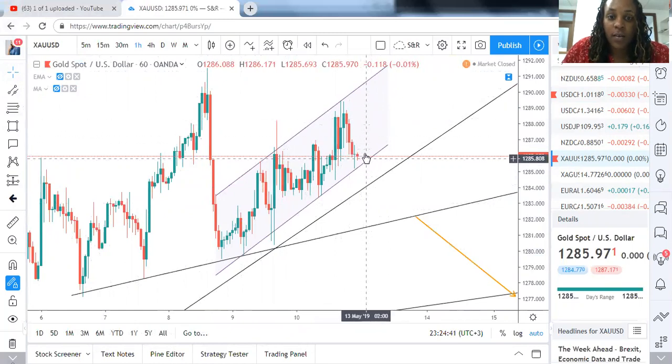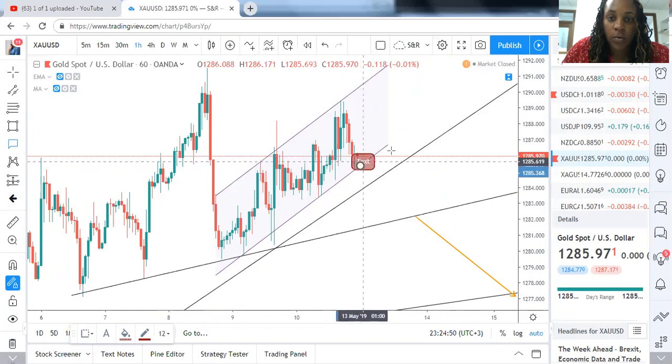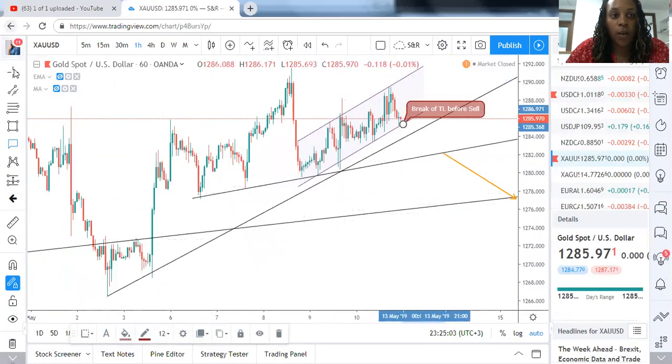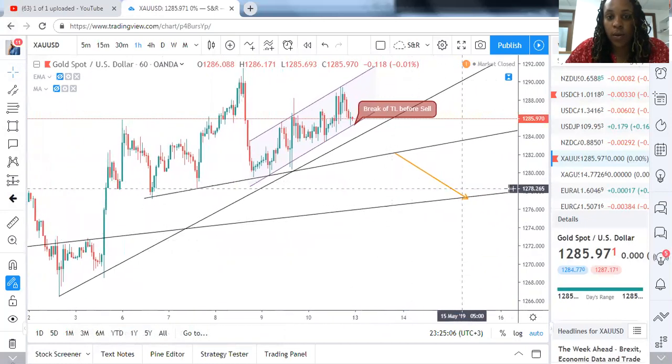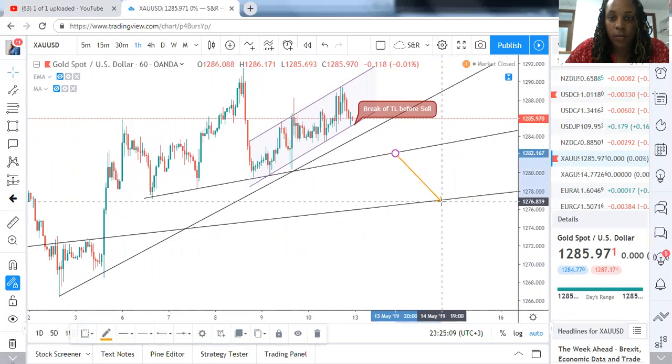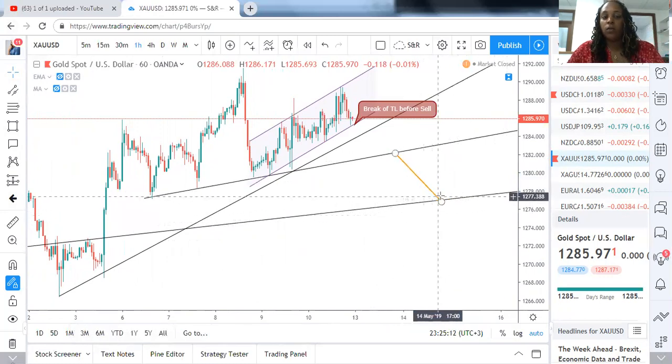And so, like I said, what I'll be looking for is really a break of this trend line, and subsequently the next trend line as well. So, break of TL before sell. So it's really a nice setup. I'm overall looking for gold to come down to this trend line overall.